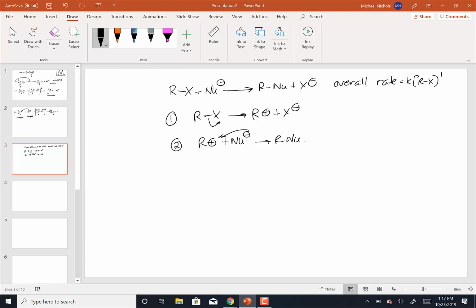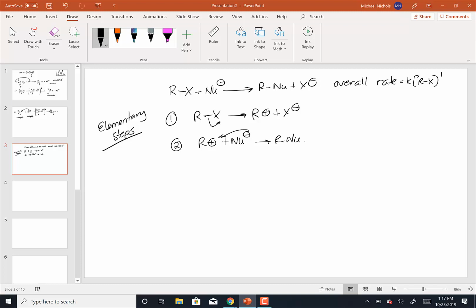Then we go and we write a mechanism. And these mechanisms have elementary steps, is what I call those two mechanistic steps. They're elementary steps of the mechanism.